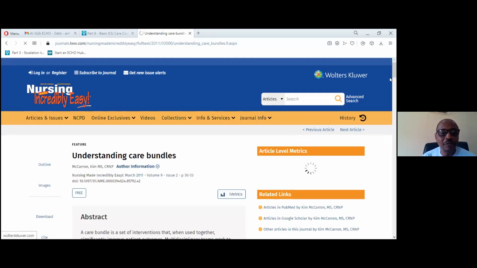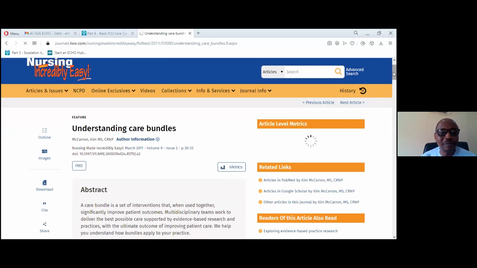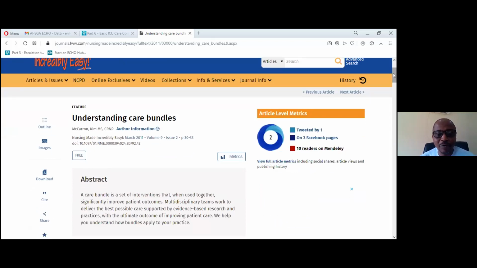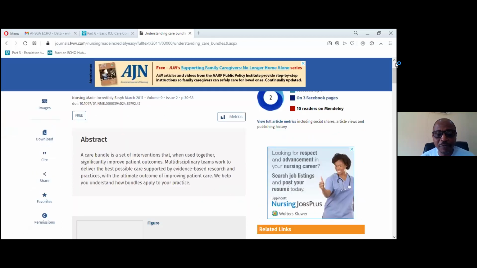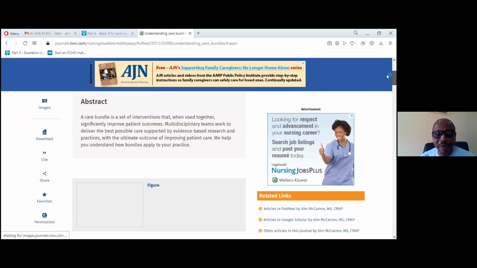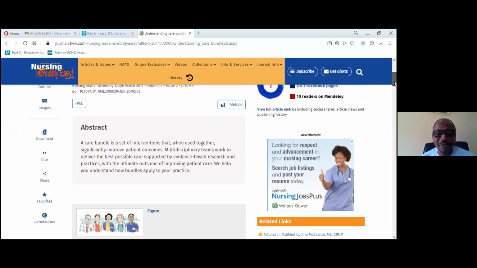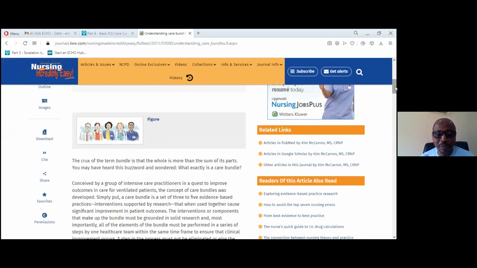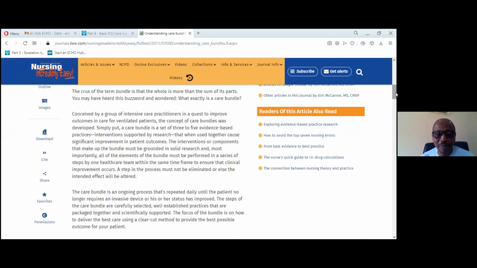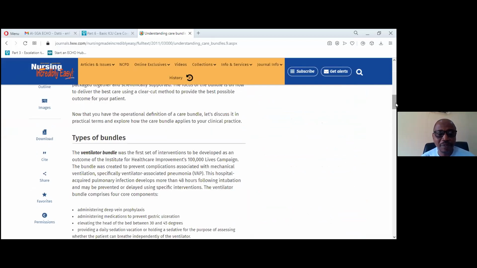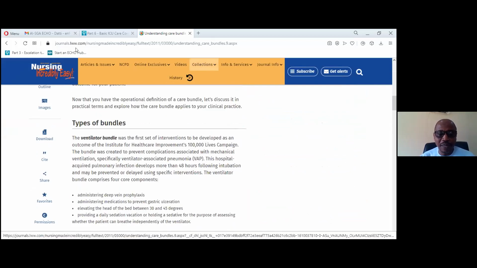So you have this, you can see it's titled Nursing Made Incredibly Easy. So understanding care bundles, you can have all the reference you need here to help you plan in your own setting. No matter how small you have, at least you have the means to monitor pulse oximeter, non-invasive blood pressure monitoring. You can have a bundle that suits you. So you have them. Okay, let's go back to the main.